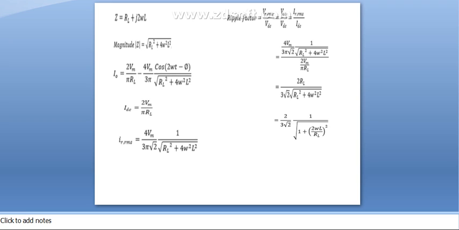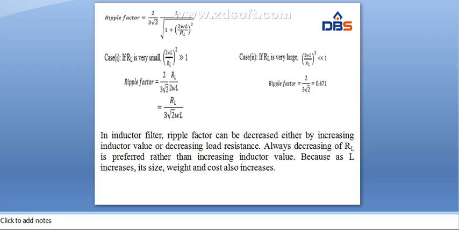This is the ripple factor of the inductor filter. The ripple factor of the inductor filter is RL by 3 root 2 omega L. In this, the ripple factor can be decreased either by increasing the inductor value or decreasing the load resistance.